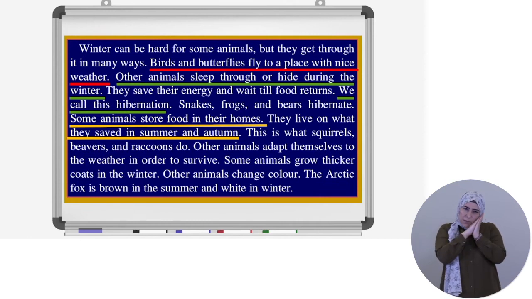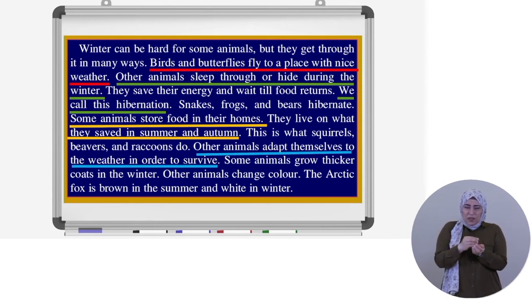Snakes, frogs, and bears hibernate. These are examples. You can either eliminate them, not use them, or you can use them as an example in one sentence. Some animals store food in their homes. They live on what they saved in summer and autumn. This is what squirrels, beavers, and raccoons do. So, other animals live on what they saved. This is another idea.